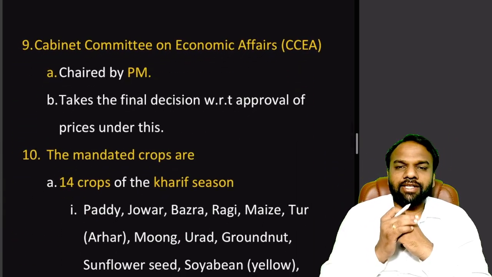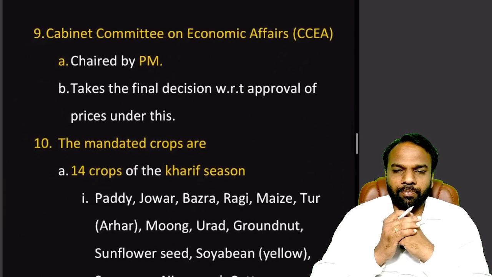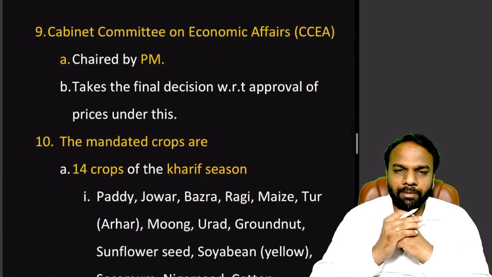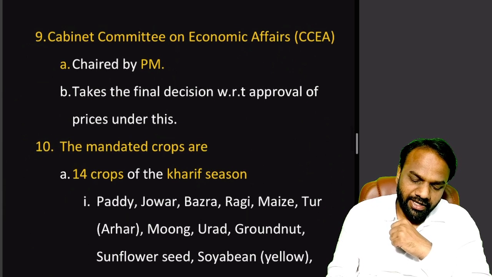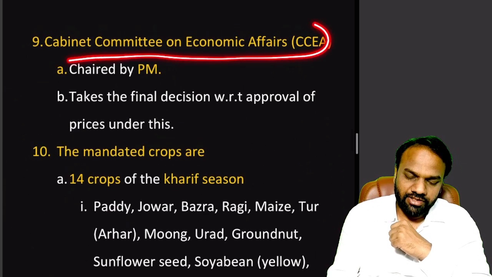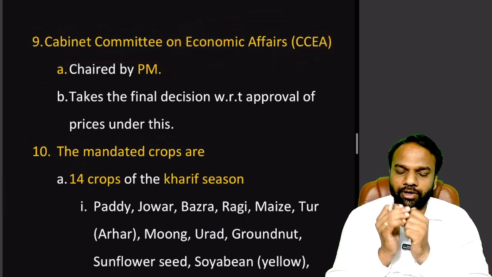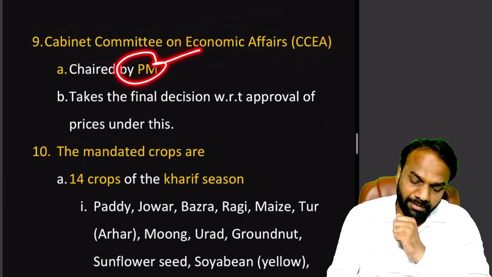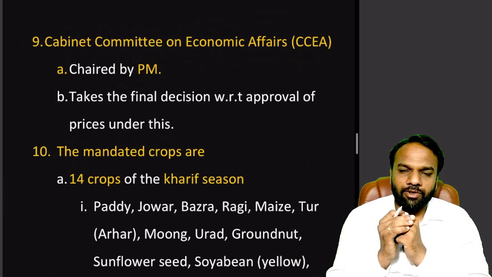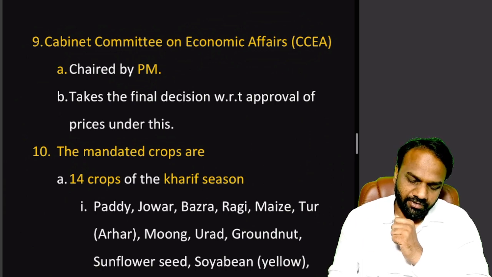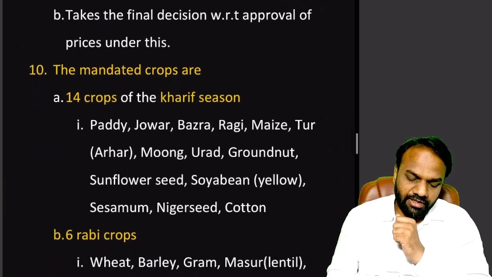Now next, I said government fixes the minimum support price, but government has many departments and ministries. So who exactly is involved in fixing the minimum support price? It's the Cabinet Committee on Economic Affairs. This committee, which is chaired by the Prime Minister of India, takes the final decision with respect to minimum support prices, based on the recommendation of CACP.